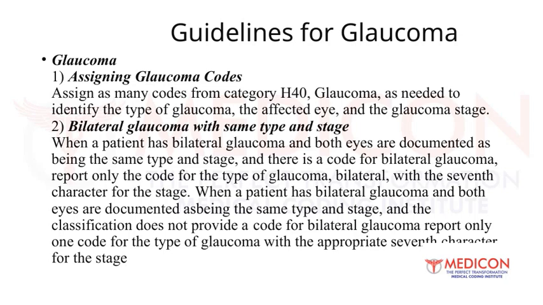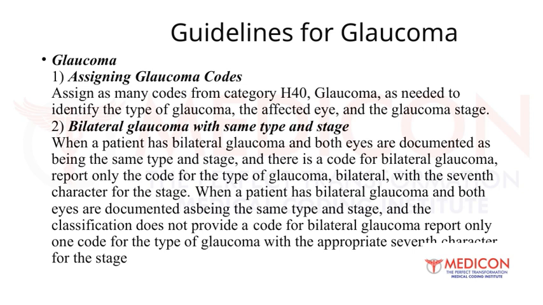Let's talk about the guidelines for coding glaucoma. First, when assigning glaucoma codes, it's important to use as many codes from category H40 as needed. This helps us accurately identify the specific type of glaucoma, which eye is affected, and the stage of the disease. Precise coding ensures proper documentation and treatment planning.